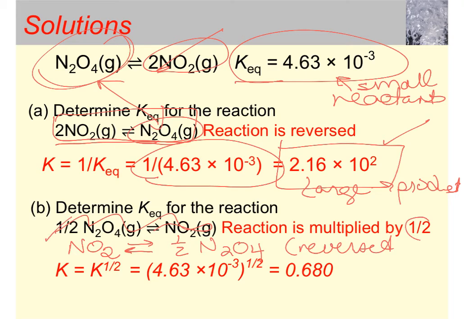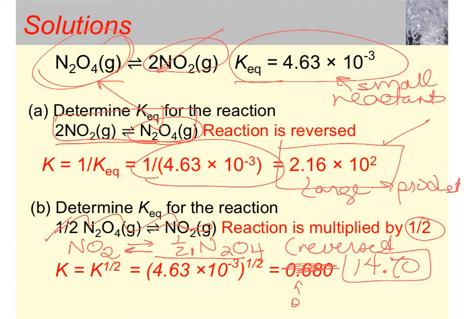The reaction is multiplied by 1/2 and it's reversed. So it's going to be 1 over the square root of 4.63 times 10 to the minus 3. I'm going to go ahead and calculate that now. Let's see. And the answer I get then is 14.70.